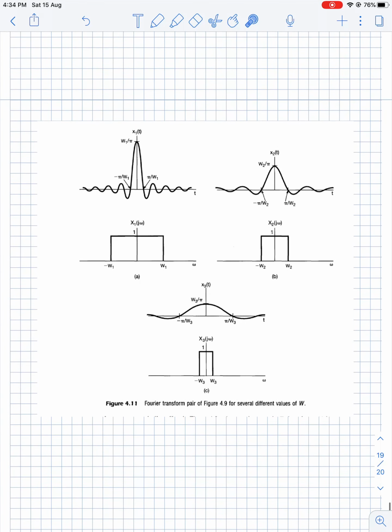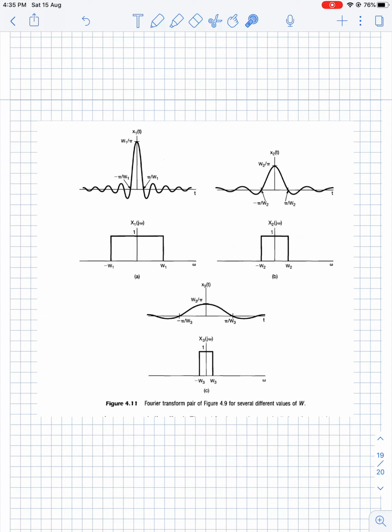Just to conclude, we will look at some relationships between the sinc and the square pulse. These figures show various transform pairs. There is a sinc in time, and this is its Fourier transform. You can see that here the transform is the square pulse on the omega axis, and these are the corresponding x of t's. This x of t has this Fourier transform, this x of t has this Fourier transform, and this x of t has this Fourier transform.